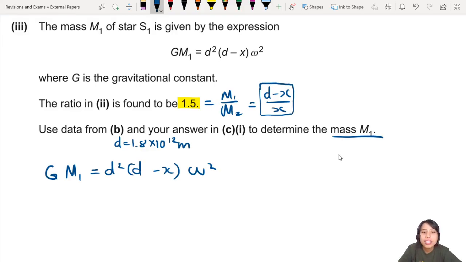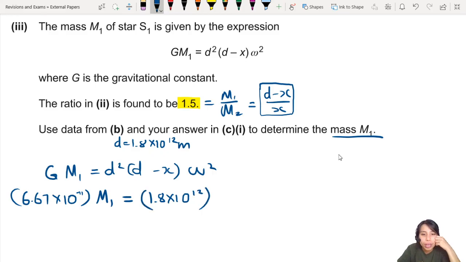Anyway, let's continue first. Let's plug in whatever we know here. So 6.67 times 10 to the negative 11. Mass 1, we don't know. We're trying to find that. What's D? D, we calculated earlier, is 1.8 times 10 to the 12 meters, squared. Then this D again: D, 1.8 times 10 to the 12, minus X.